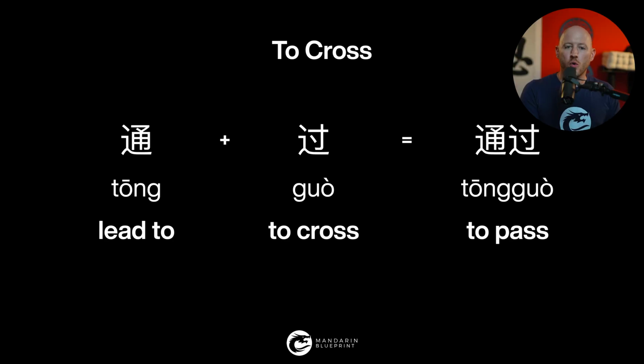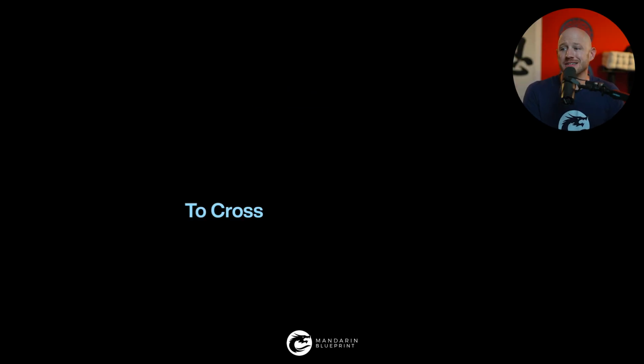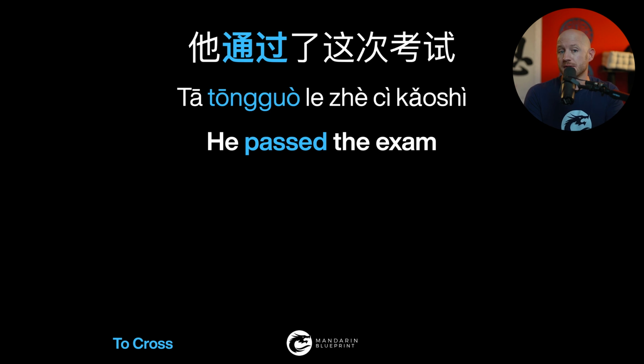Now, 通过 means to pass, but again, you can't just look at "to pass" and say, what does that mean? So let's look at a sentence. 他通过了这次考试. Oh, it means like pass an exam. You would not use 经过 here. You would say 通过. So you went through the channel 通 and crossed it 过 of academic standard.